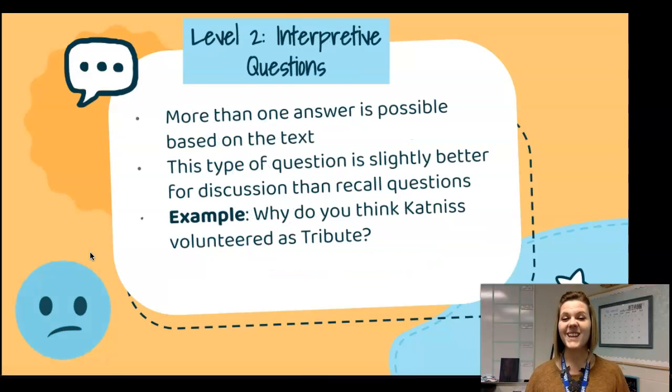The next level is interpretive questions. Now, with this type of question, there's going to be more than one possible answer that's based on the text. This type of question is slightly better for discussion than recall questions because multiple people could share their interpretations of the text. An example of this would be, why do you think Katniss volunteered as tribute? If you've read The Hunger Games, you know that there's multiple reasons why Katniss did that. So again, this type of question is just slightly better than a recall question.